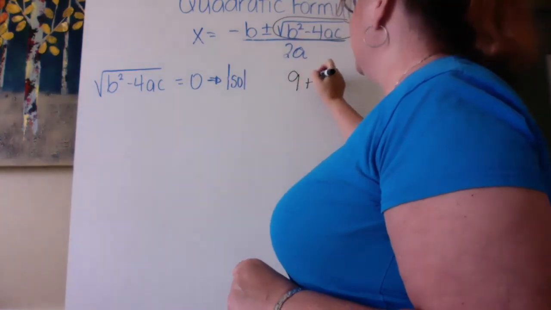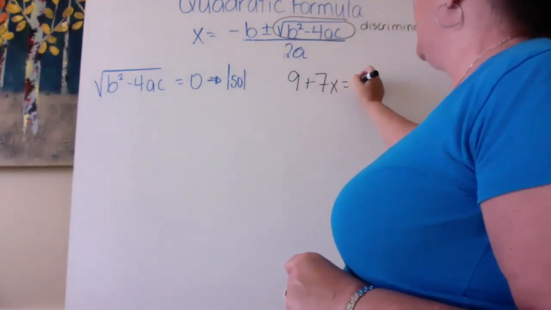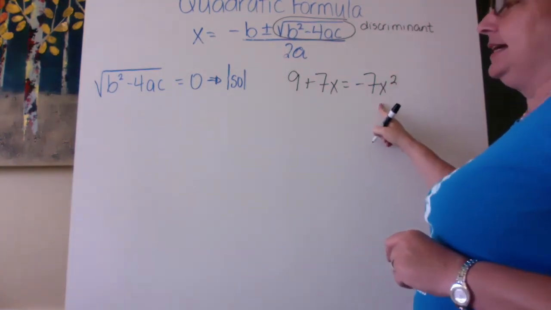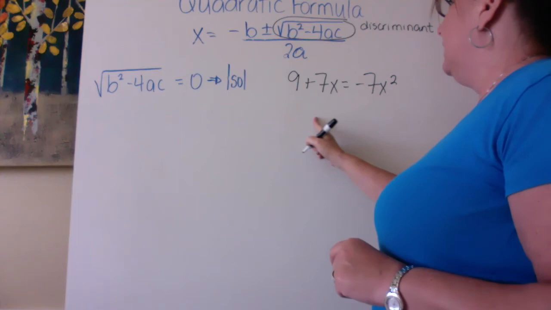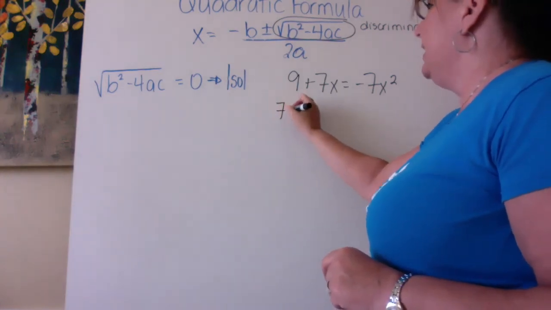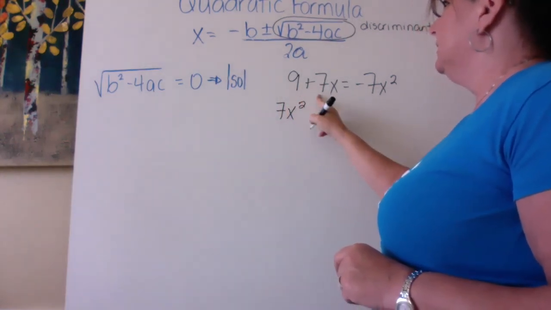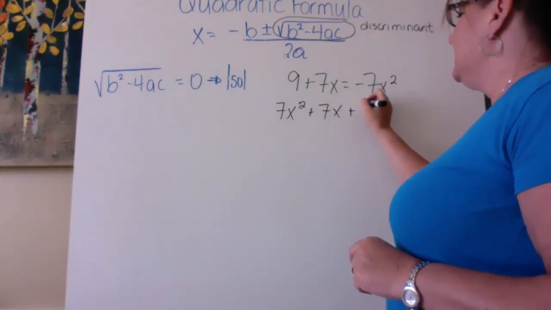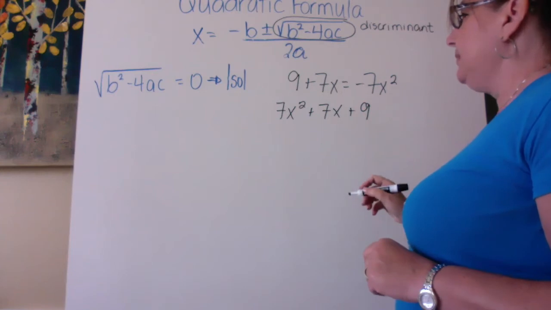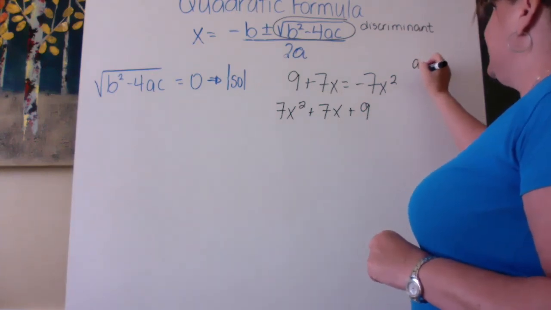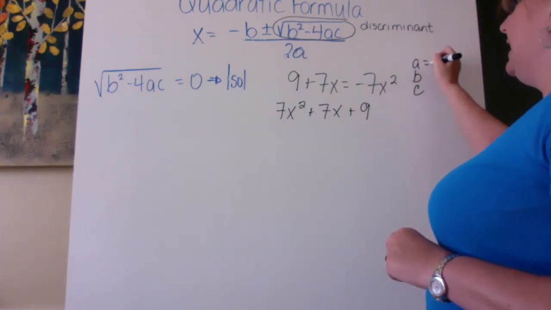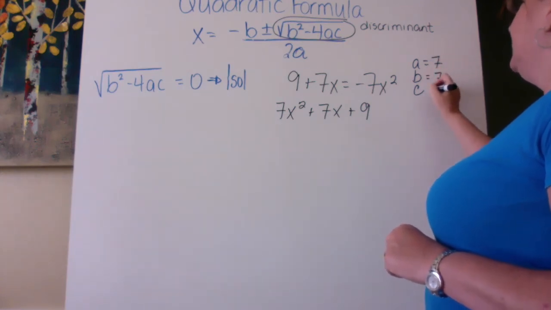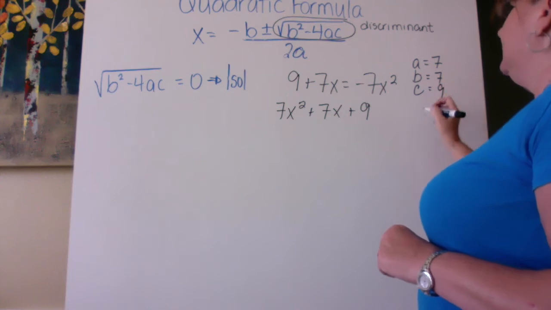9 plus 7x equals negative 7x squared. Well, let's get it in standard form. I move this over and I get 7x squared plus 7x, since I put it in degree order, plus 9. My A's, B's, and C's: A is 7, B is 7, C is 9.